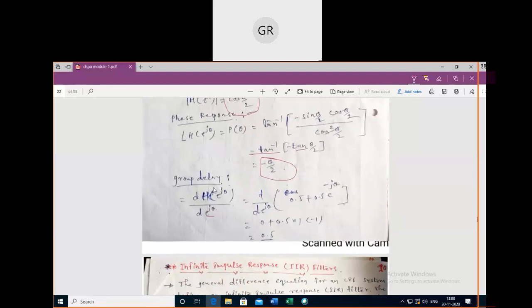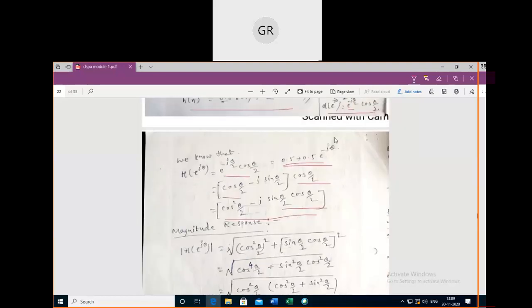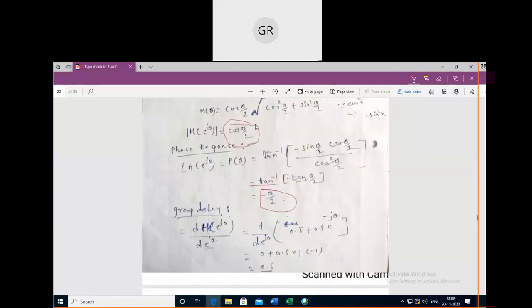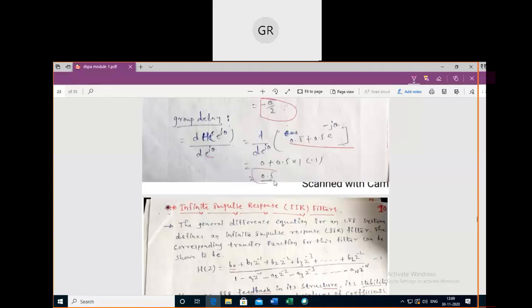Then find the group delay. What is group delay? Differentiation of the phase with respect to theta. Here, if you take h of e raised to j theta, this becomes complex. That's why I have taken this one. Then differentiation of this one with respect to theta, that is equal to 0.5. Here the group delay is 0.5.